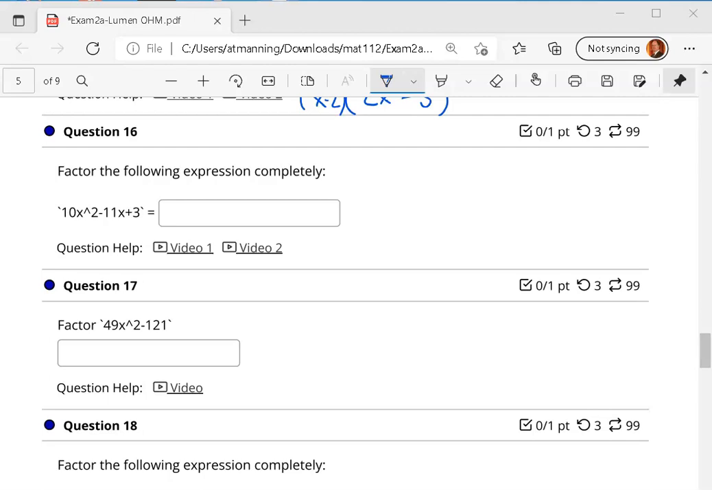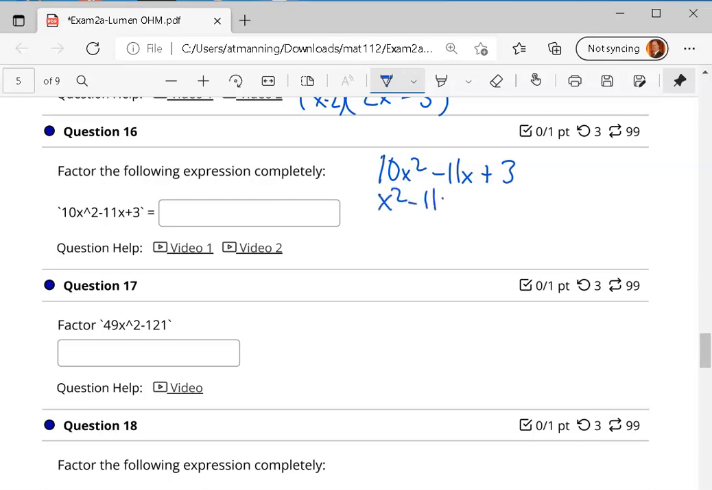I'm not sure why the carrots came in on this one, but we can figure that out. It means it's 10x squared, that means minus 11x plus 3. Well, let's write it out: 10x squared minus 11x plus 3. Nothing to factor out, so let's do the slide and divide.